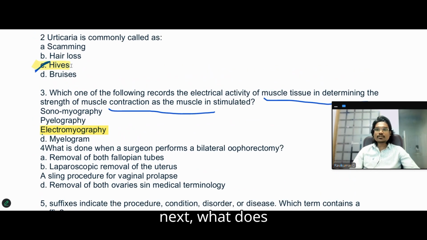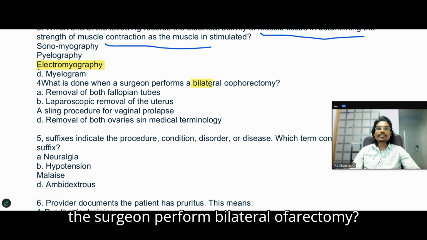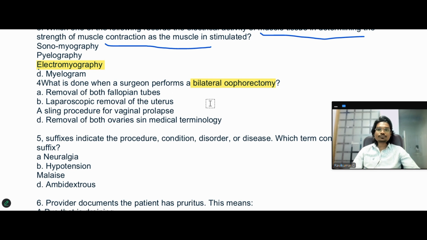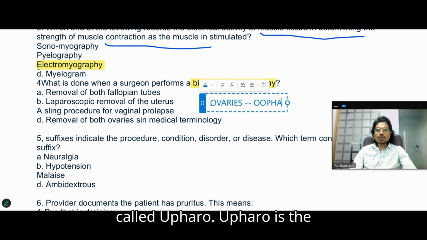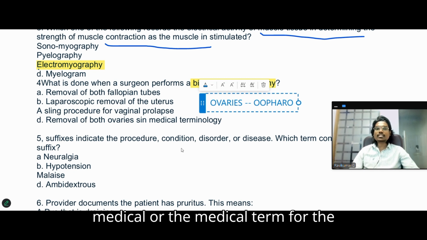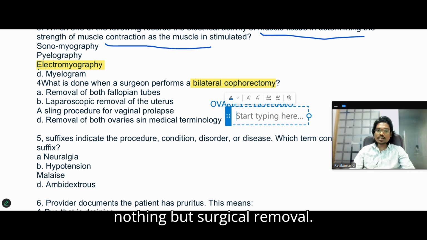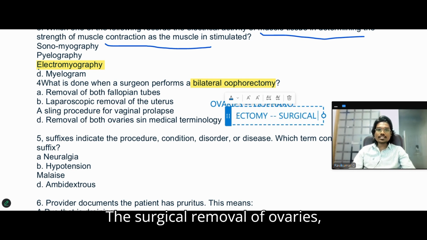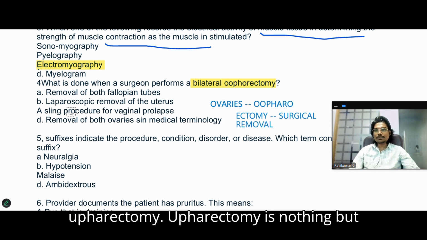Then followed by the next: why does the surgeon perform a bilateral oophorectomy? What is the medical term for the ovaries? The medical term for the ovaries is oophor. What is meant by ectomy? Ectomy is nothing but surgical removal. The surgical removal of ovaries is called oophorectomy.